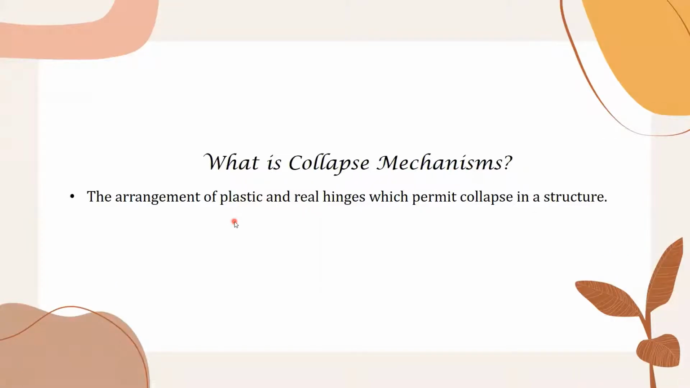Collapse mechanism is the arrangement of plastic and real hinges which permit collapse in the structure, or it is a kinematic mechanism permitting an unbounded displacement of the system that can be formed by inserting a plastic hinge at a plastic limit load into a statically determinate beam. For each degree of static indeterminacy of the beam, an additional plastic hinge must be added to form a collapse mechanism. It is used in structural analysis and design.